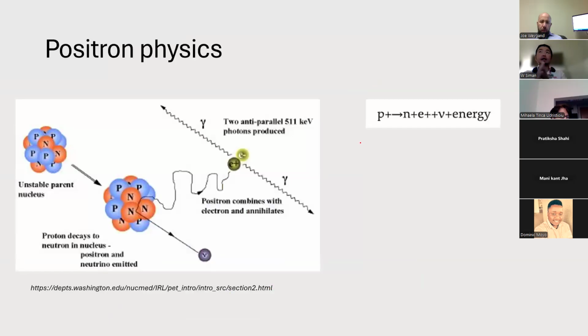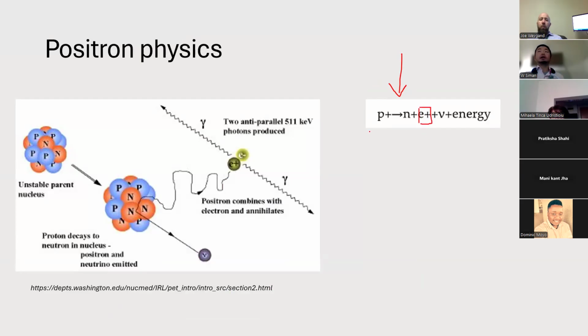Okay, now let's switch gear to PET. PET uses a positron emitter. So this is the chemical reaction. This is e+ or beta plus, the antiparticle of the electron.